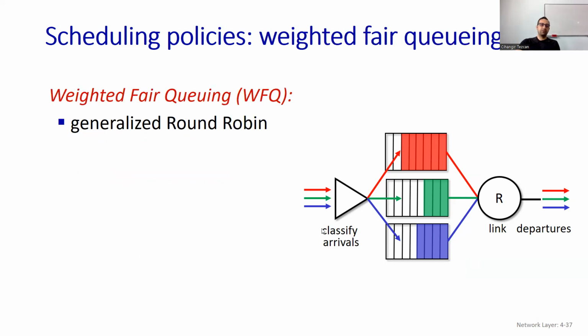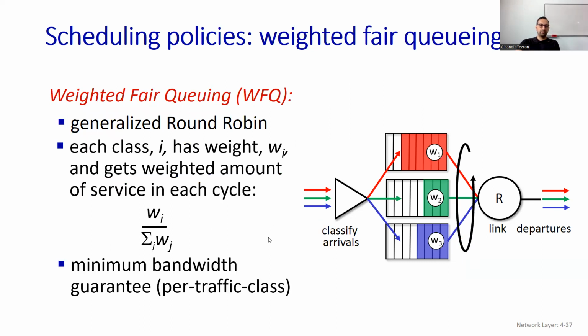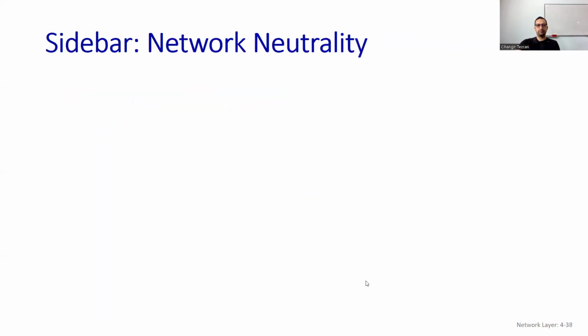There's the weighted version of this. This is generalized round-robin. It guarantees minimum bandwidth, because in the previous one you might wait in the queue for some time if your class has long queues, but this kind of solves that problem by taking a weighted average. So it provides some kind of minimum bandwidth guarantee.